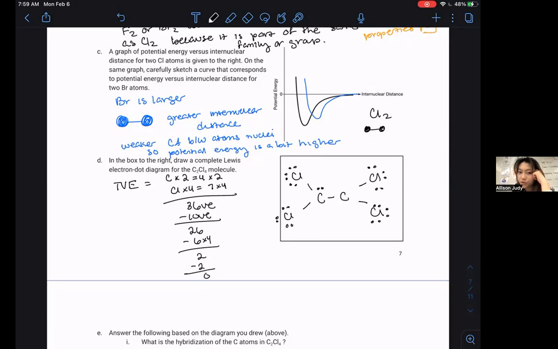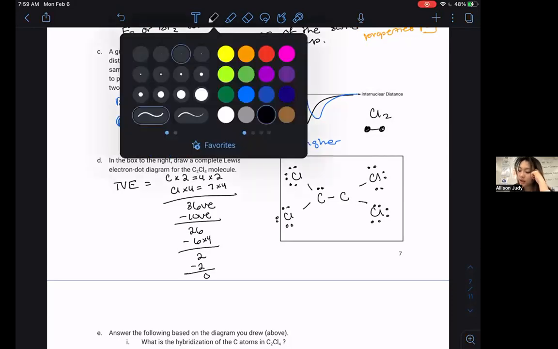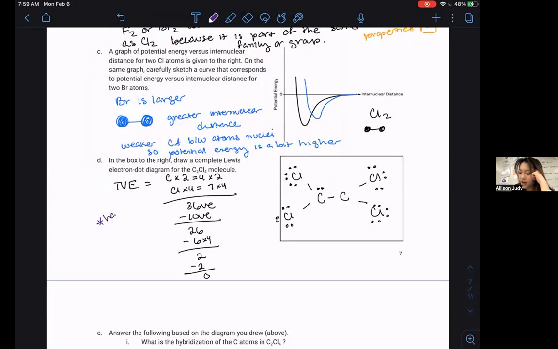Well, we know that when we look at chlorine, we can't have chlorine fold in and create a double bond, because chlorine is a halogen, and halogens never form double or triple bonds. Okay, so we know we can't do that.